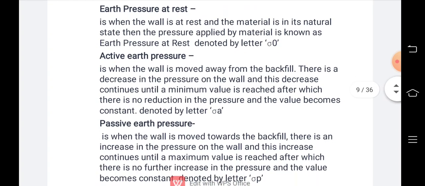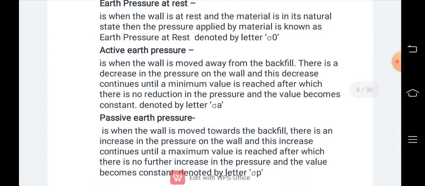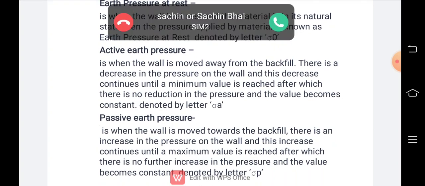Then the passive earth pressure means when the wall moves towards the backfill. So these are the important words. At rest there is no movement, at the active the wall moves away from the backfill, and at the passive the wall moves towards the backfill, and there is an increase in pressure. In the active phase there is a decrease in pressure on the wall, and in the passive it increases continuously until the maximum value is reached.